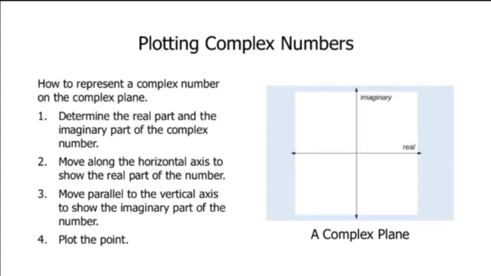Plotting complex numbers. How to represent a complex number on a complex plane. First, determine the real part and the imaginary part of the complex number. Second, move along the horizontal axis to show the real part of the number. Third, move parallel to the vertical axis to show the imaginary part of the number. And last, plot the point. In a complex plane, the horizontal is real, while the vertical is imaginary.